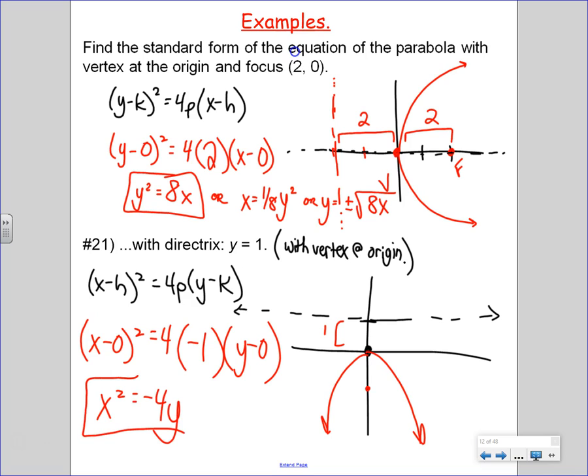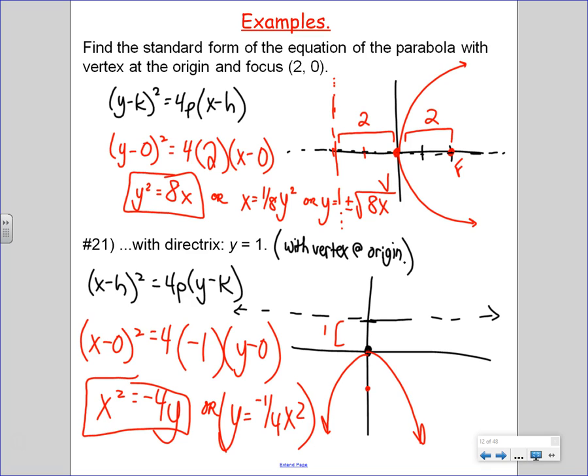This is technically right, but as Michael was saying earlier, you could get y by itself, and this one's a lot easier to get y by itself. So you could get y by itself by dividing by negative 4, which is the way we would normally have seen this. I'm going to put little parentheses. That's totally fine, and it's totally right. But it's also okay to leave it x squared equals negative 4y, because that way you can find the p if you need to.